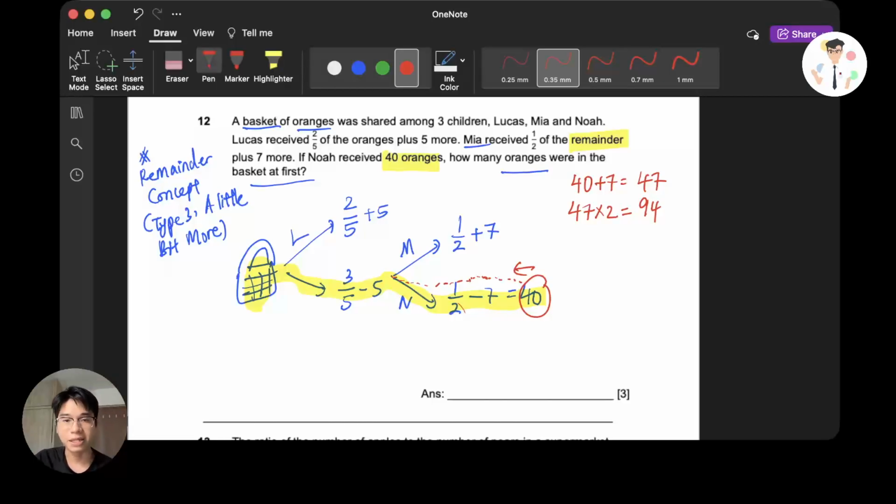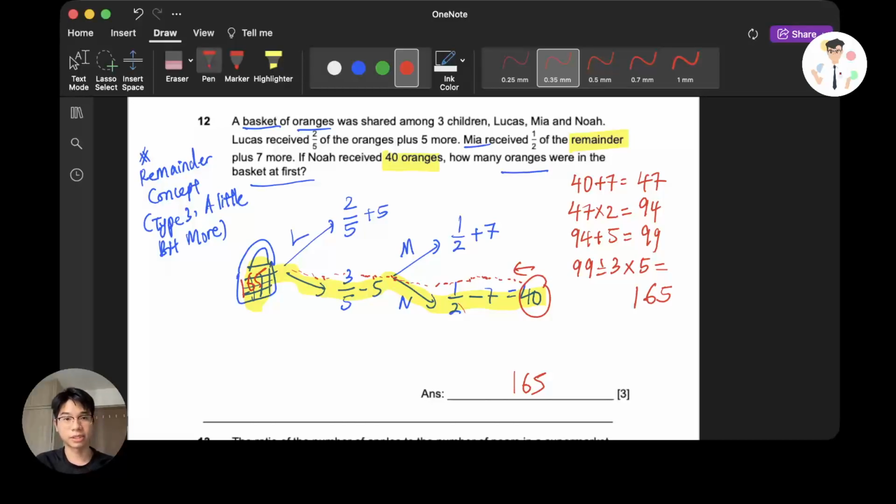8 minus 5 will become plus 5. So 94 plus 5 is 99. Now, 99, I'm supposed to divide by 3, and I'm supposed to times 5. Very good. And the answer is 165. That will be my answer for question number 12.